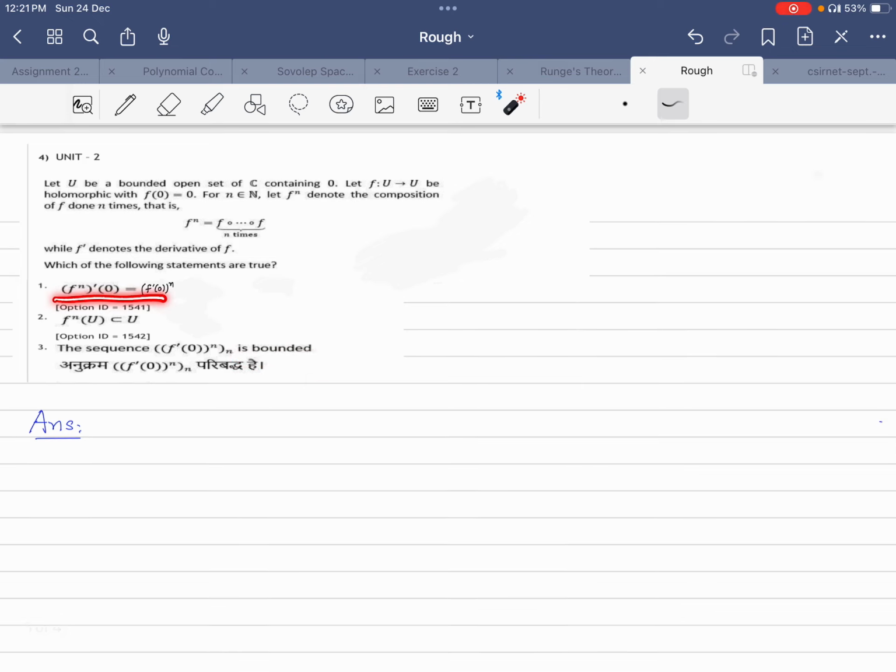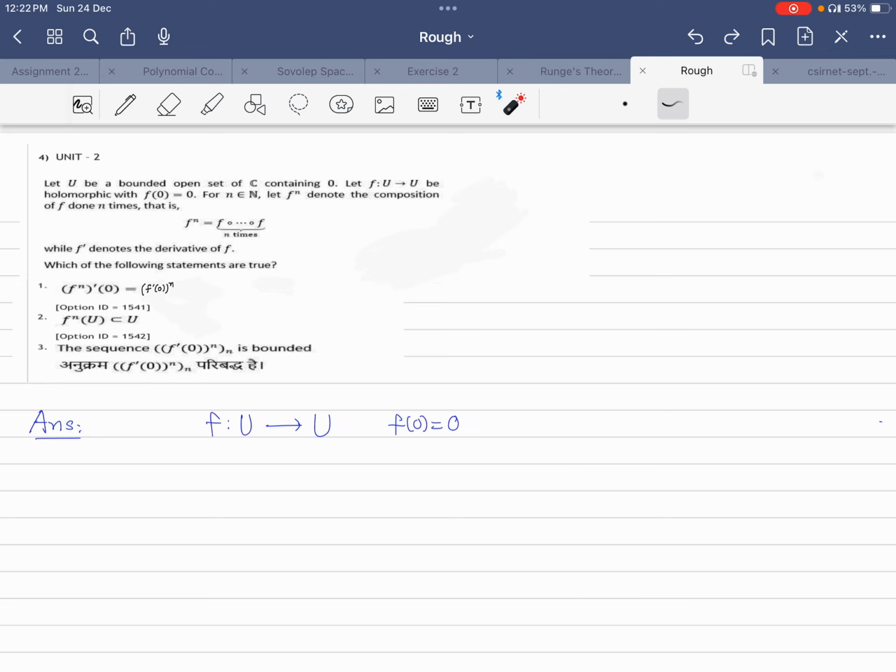If we prove that, we can use it here, right? If it is true, then we can say that if f n prime of 0 is bounded, then that is bounded. So these are just some observations I'm saying. Okay, now let's see what we can do.